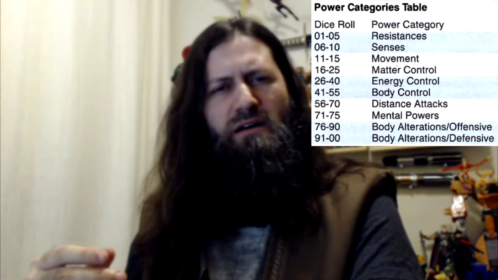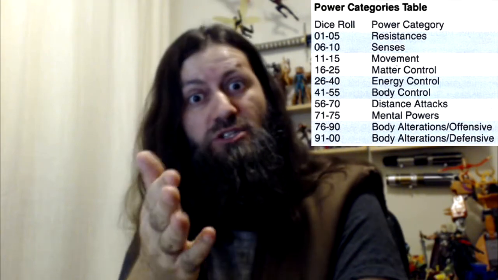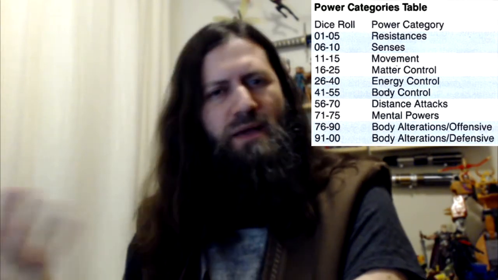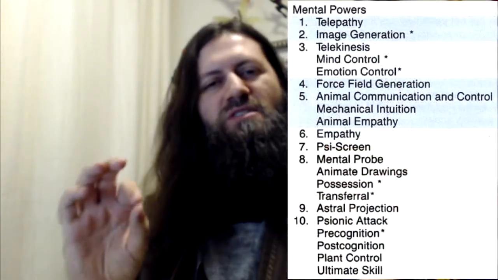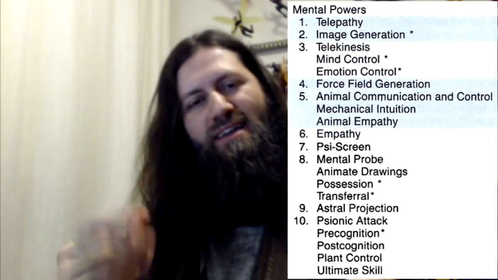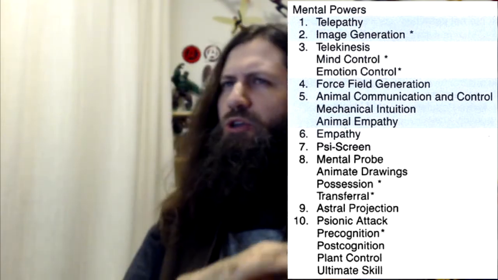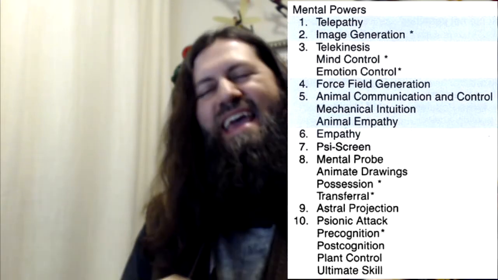So there's the power category where it'll tell you, do you have a resistance, a sense? Do you have a movement power, which will allow you either flight or swimming or maybe gliding, teleportation? That's a possibility. All sorts of different things that you can potentially get. Now, once you roll, let's say you roll mental powers. Now, there's the option that you could take a single die, a D10, and roll further to see which one you're going to get. And that's going to be a huge hodgepodge right there, right?